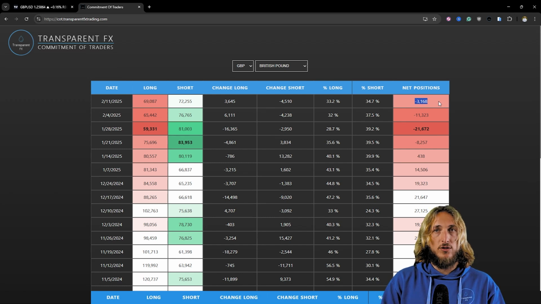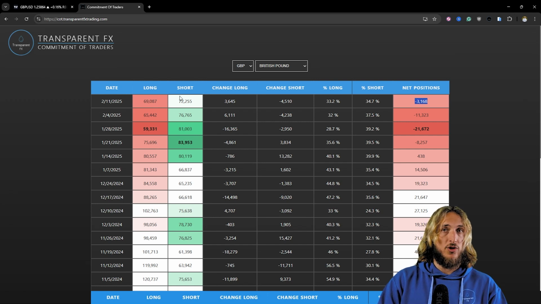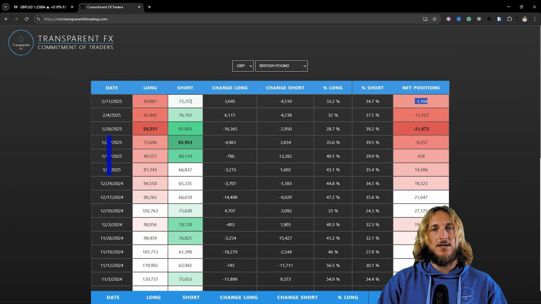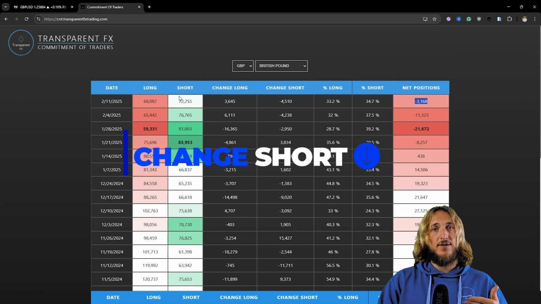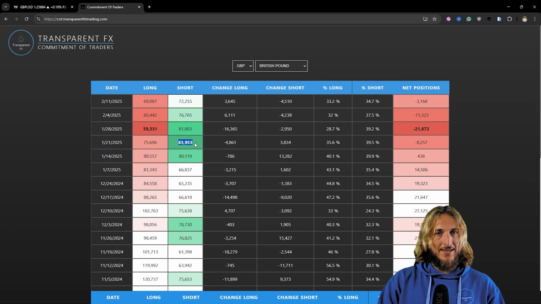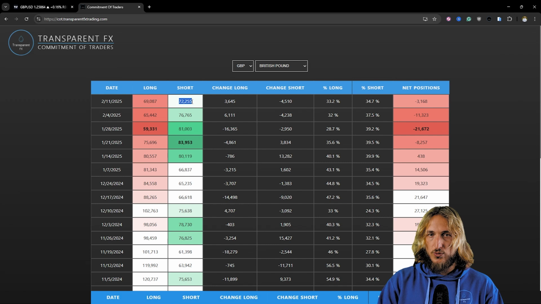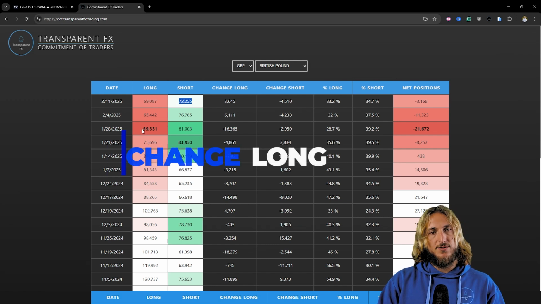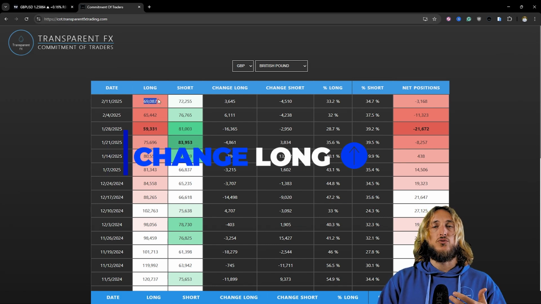So we are very close to shifting from having more shorts than longs on the institutional side to having more longs than shorts. In fact, we can notice how with the last reports, institutions have decreased their shorts on GBPUSD from 83.9k all the way down to 72.2k, and longs got increased from 59.3k to 69k.